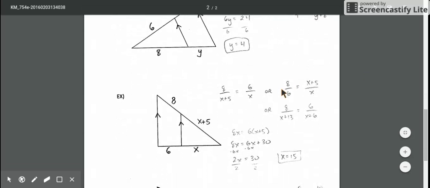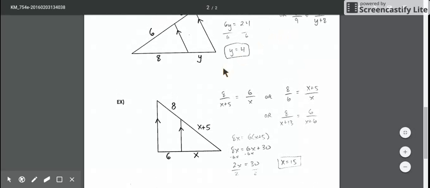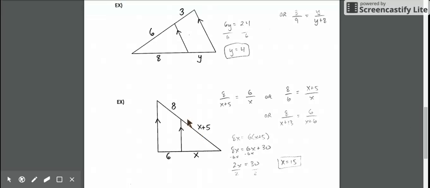All right, let's do another example. In this case, we're going to solve for x. Lots of different proportions we could set up. We can compare this piece to this piece, so 8 to x plus 5, and set it equal to the corresponding pieces down here on the bottom. That would be 6 to x.